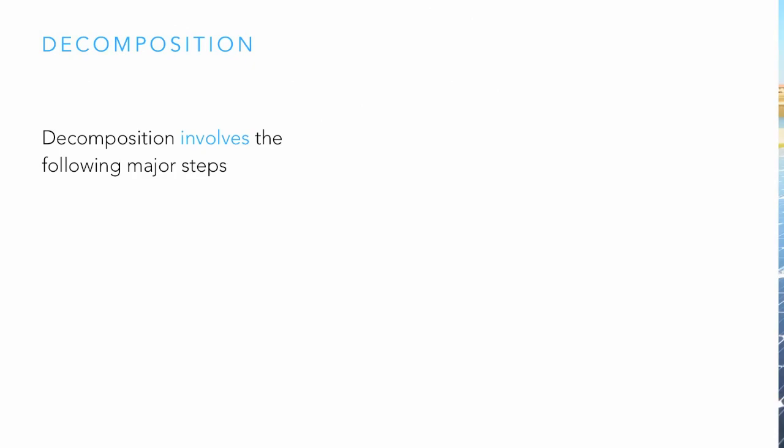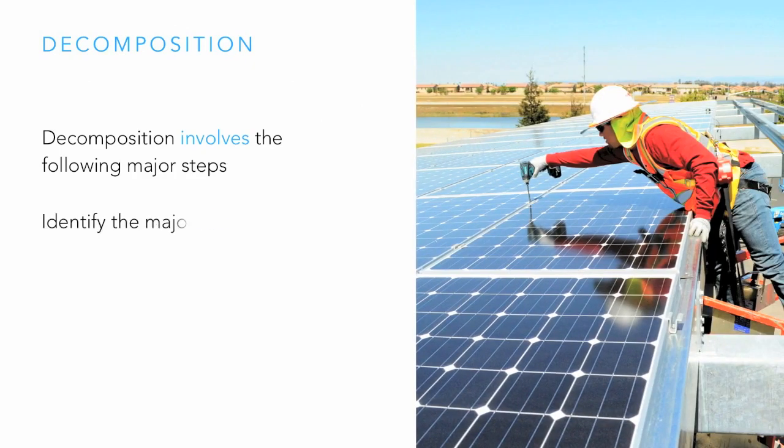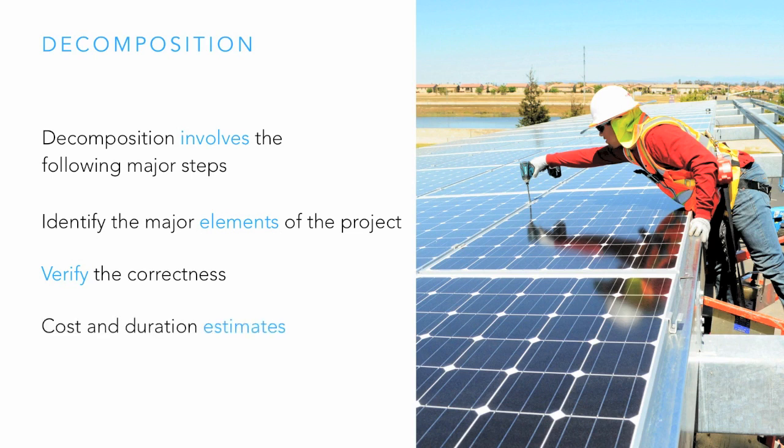Decomposition. Decomposition involves the following major steps. Identify the major elements of the project. Verify the correctness of the decomposition. Items broken down to lowest level needed. Is the scope of each item clearly and completely defined? Can we develop the work breakdown structure, cost and duration estimates for each item at each level, and identify deliverables? Assign a code to each item in the work breakdown structure.